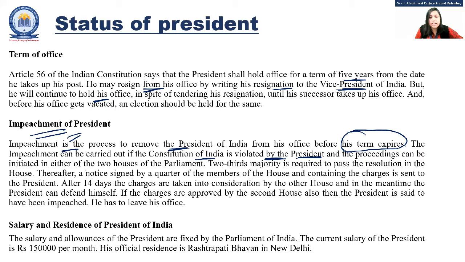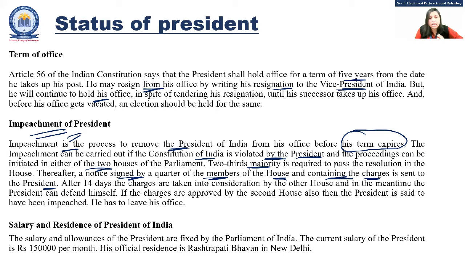It can be initiated in either of the two houses of Parliament. It can start from the Lok Sabha, or it can start from the Rajya Sabha. A two-third majority is required to pass the resolution, meaning from the total House membership, two-third members must agree. A notice signed by a quarter of the members of the House and containing the charges is sent to the President. That is, 25% of the total House also signs this petition saying that the charges are found against the President, and that will be sent to the President.